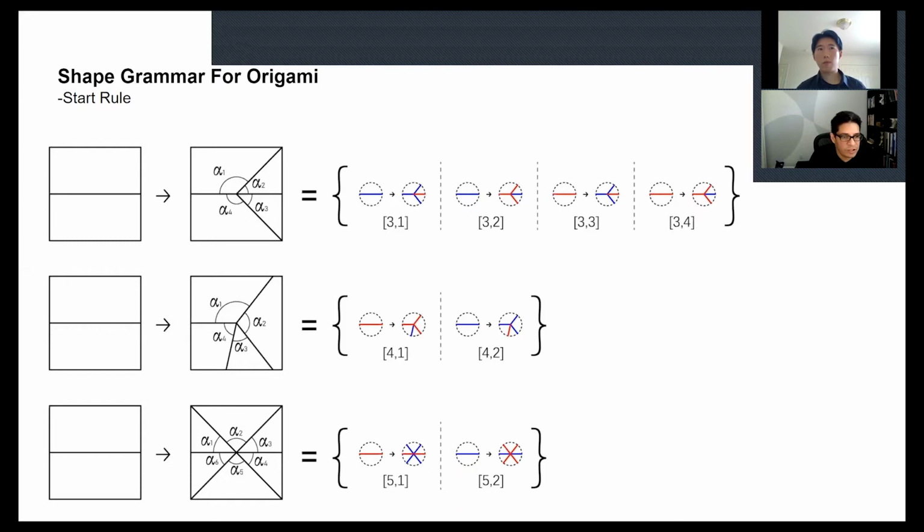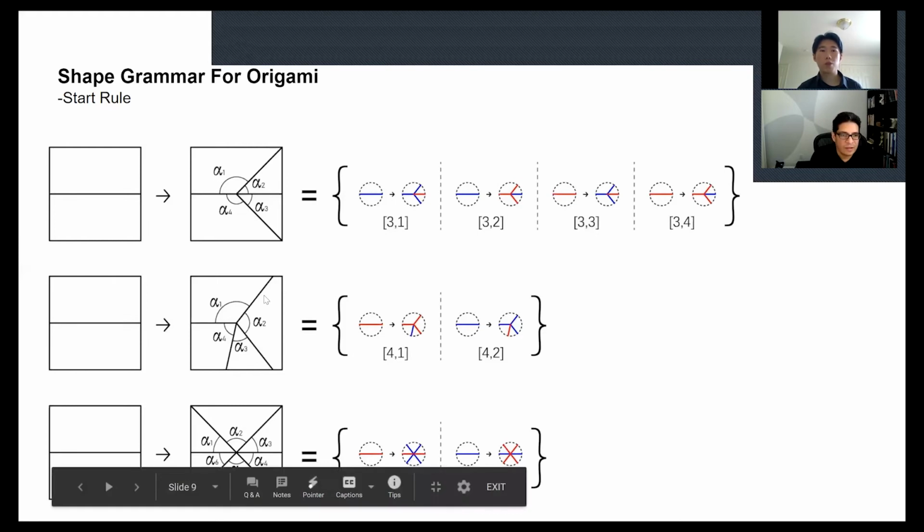Here we have additional starting rules. Rule 3, where alpha 1 and alpha 4 and alpha 2 equals alpha 3. Also, alpha 1 plus alpha 2 equals alpha 3 plus alpha 4, which equals 180. And in rule 4, alpha 1 equals alpha 3 plus alpha 4.